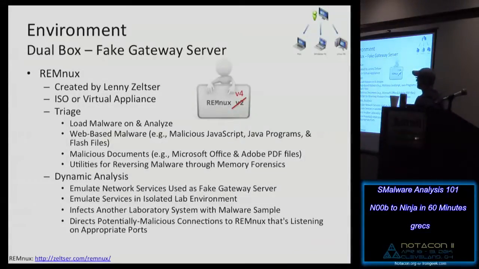For this second server, there are a few pre-built solutions, and one of them is REMnux, which Lenny Zeltser put out. I think about 6-7 months ago, he put out version 4. You can use it in different phases. You can use it in the triage phase, so you can load the malware on the box, and he has all the standard tools there for analyzing the files. And you can also use it for dynamic analysis, where it acts as that second box or gateway server.